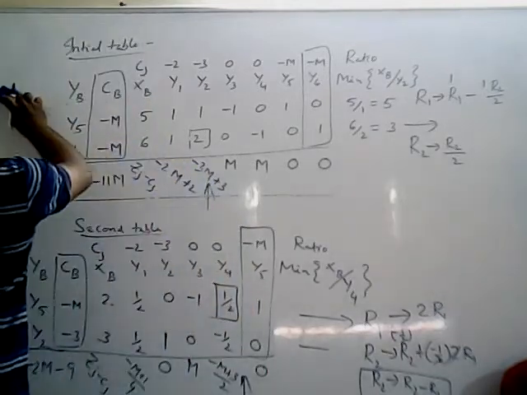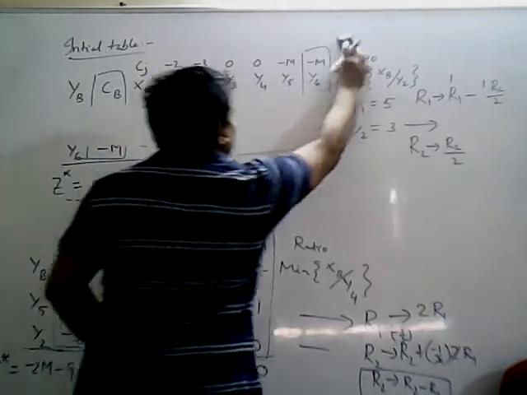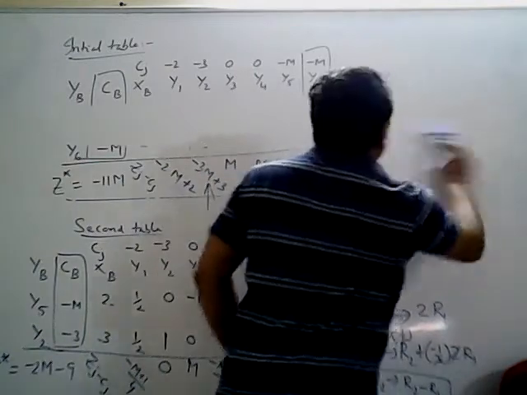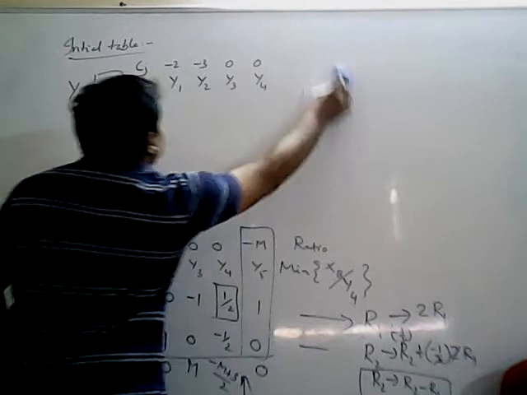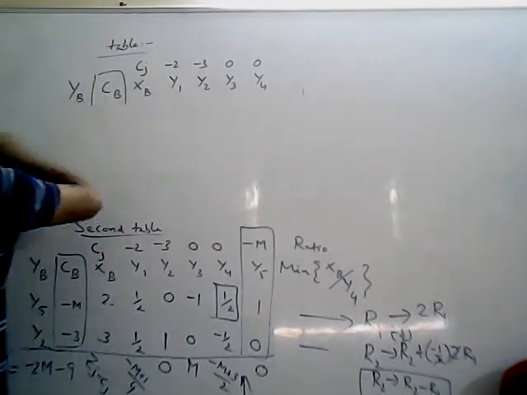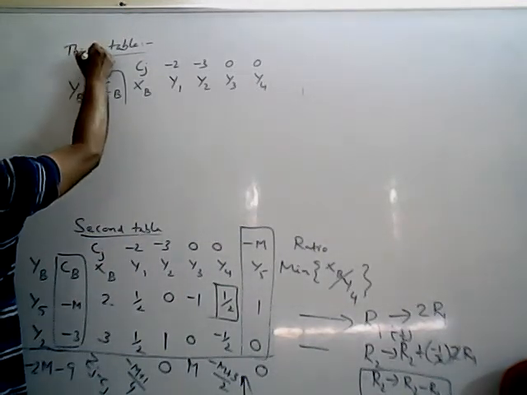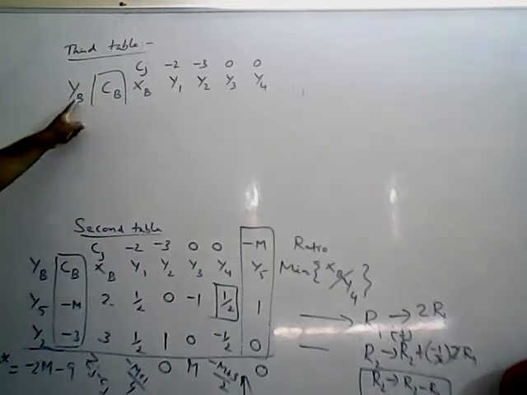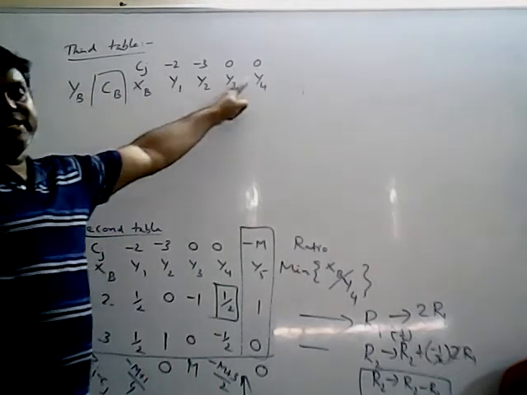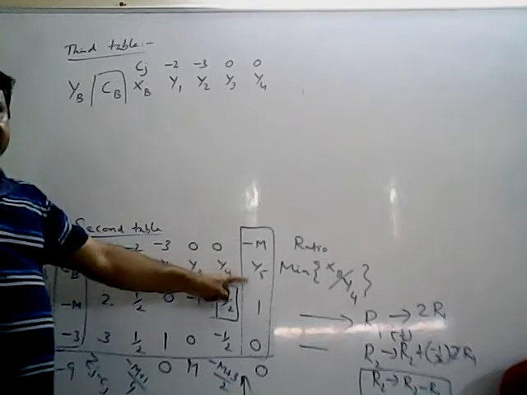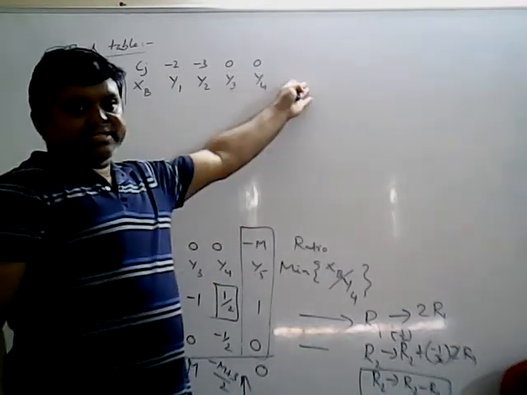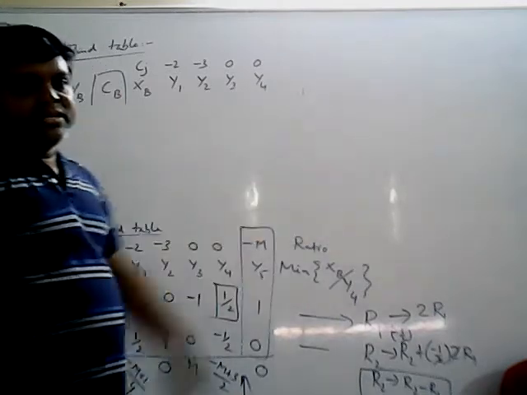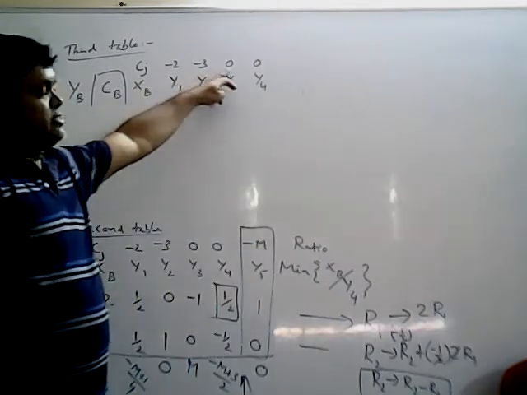Okay. Now begin the third table. Table number 3. I think you may get the answer in the third table. So the columns are YB, CB, XB, Y1, Y2, Y3, Y4. Y5 won't be there because it is deleted. So Y5 I am not writing. Okay, so the costs are minus 2, minus 3, 0, 0.